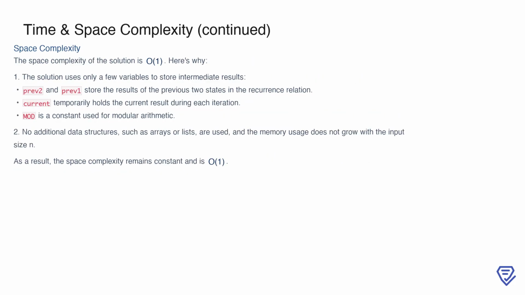The space complexity of this solution is O(1), or constant space. This is because the algorithm only uses a few variables to store intermediate results. Specifically, previous 2 and previous 1 are used to hold the results of the previous 2 states in the recurrence relation, while current temporarily stores the result for the current iteration. Additionally, mod is simply a constant used for modular arithmetic. No additional data structures, such as arrays or lists, are required, and the memory usage does not depend on the size of the input n. As a result, the space complexity remains constant at O(1).